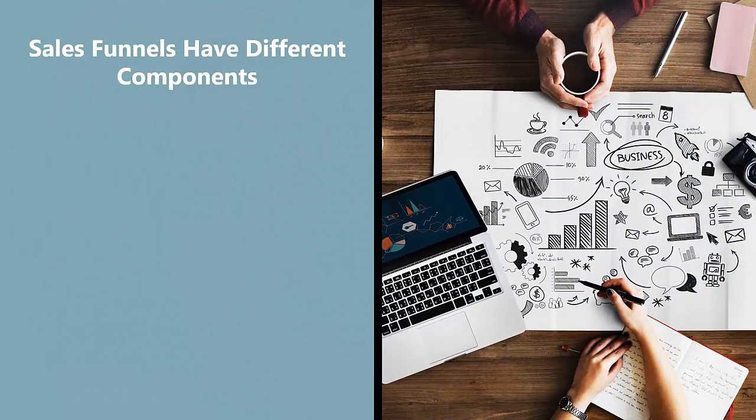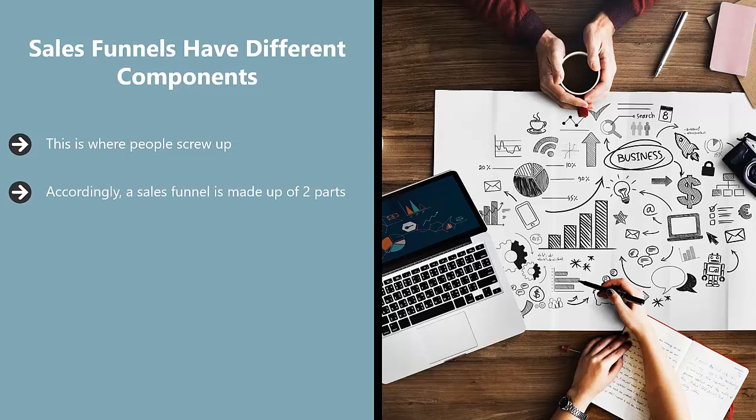Sales funnels have different components. This is where people screw up. They think that a sales funnel is just all about converting traffic into cash. They don't realize that you need to give people information so they would trust you enough to buy whatever it is you were pushing. Accordingly, a sales funnel is made up of two parts: the content funnel and the conversion funnel. Don't confuse the two. They are not one and the same. They overlap each other, but they are not one and the same.